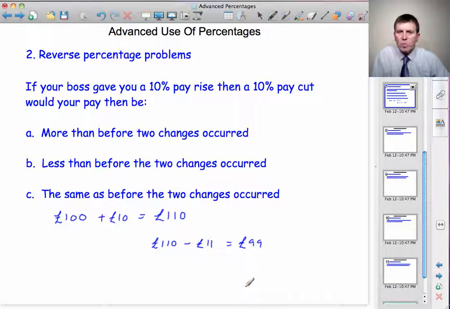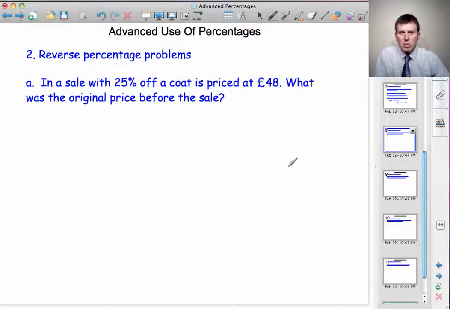And we've got to be careful with percentages because you always have to be aware of what represents 100%. And in this case, 100% was £100 in the first calculation, but in the second calculation, 100% was £110. And that's why you ended up losing more than you gained. Right, now let's look at 4 questions that use this concept.